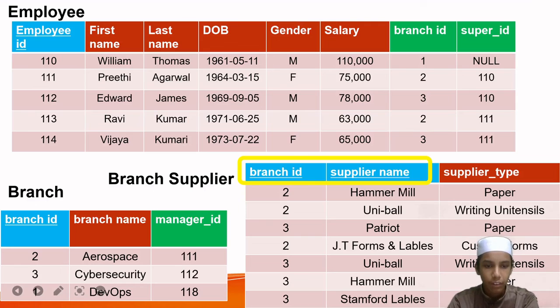So in the employee table and the branch table we have defined one column as a primary key. In this table we have defined employee ID as a primary key, and in the branch table we have defined branch ID as a primary key. But here we have defined these two columns as primary key, which is known as a composite key.